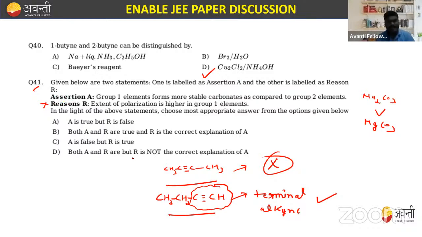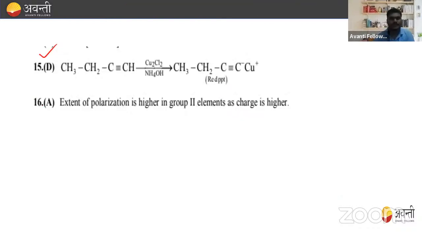So which option is correct? That is A is correct and R is false. So A is correct, R is false. That is option number A. Option A is absolutely correct. Right? I hope you understood this question. Any doubts related to this question? No. Okay. So shall we proceed?